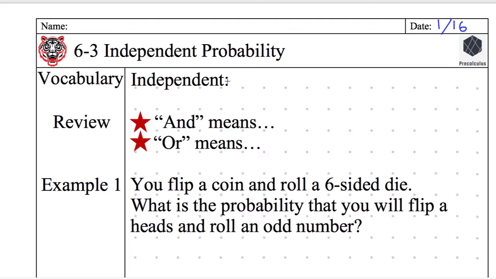Daisy, what's your own definition of independent when it comes to probability? Independent means you don't really have to rely on anything else but yourself. I think you're thinking of the real world definition. Okay, I want the math definition. When two things don't go together. Close, yeah, that's really close.